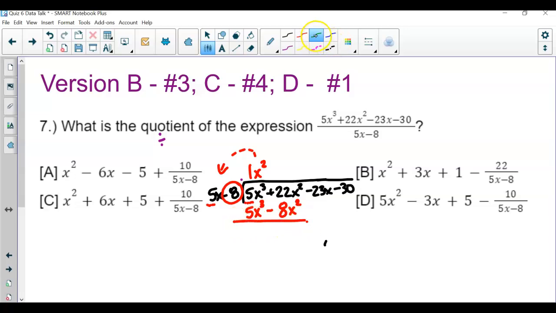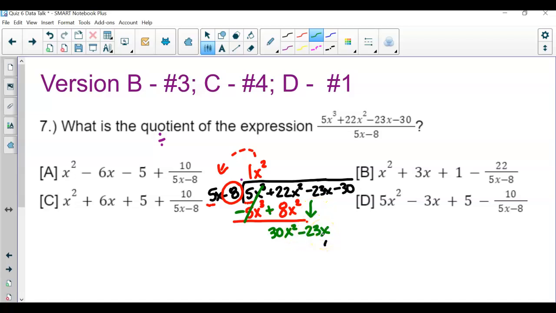But then what do we have to do? Change the sign. So this is now a negative and a positive. So this becomes 0. And then now I need to combine. That's 30x squared, but then bring down the negative 23x.